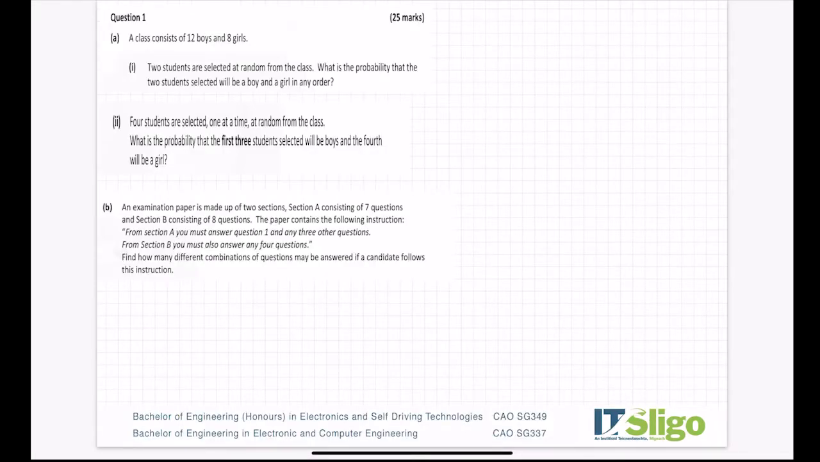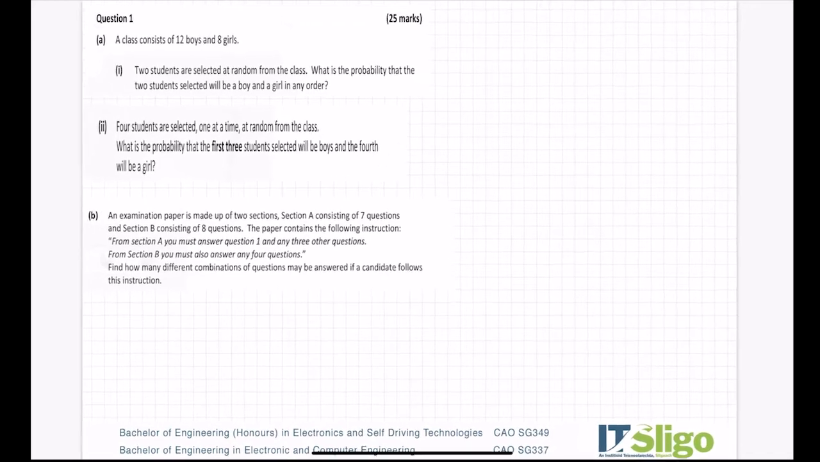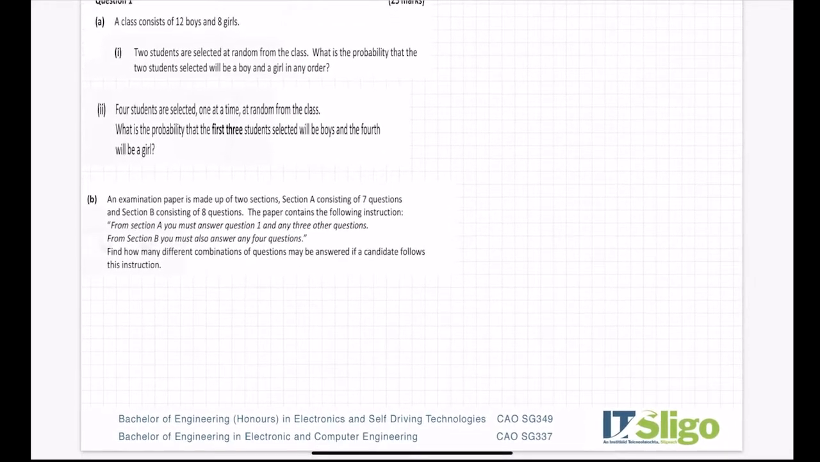This question came off the 2019 higher level paper. It was question 1 and it was on permutations and combinations. So if you look at question 1a, you can see a class consisted of 12 boys and 8 girls. Part 1 asked you, 2 students are selected at random from the class. What is the probability that the 2 students selected will be a boy and a girl in any order? Okay, so 2 students selected, the probability that it's a boy and a girl.